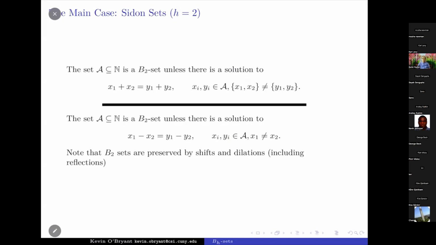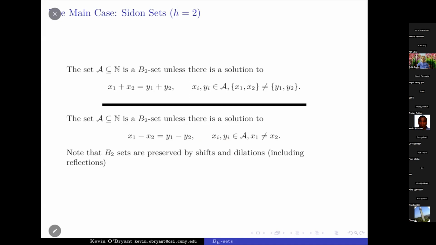You can rearrange that, and this is an interesting and oft-used observation. You can rearrange that to be about differences instead of about sums. Because H equals 2 is special, you can move the y2 to the left and the x2 to the right, and you get a difference. And what trivial means is just that we're talking about differences that are non-zero. So a B2 set, yes, the sums are all distinct except for the trivial rearrangements, but it's also true that the differences are distinct except for the trivial zero differences.